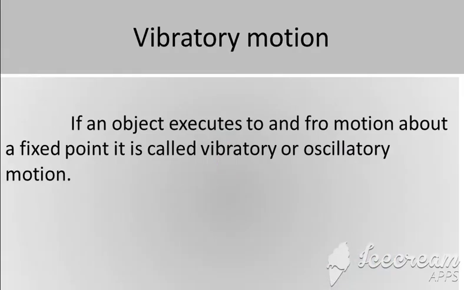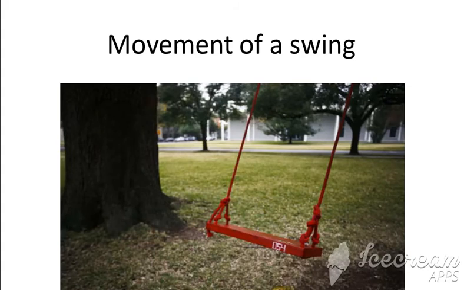Next is vibratory. So vibratory, you have to know this term, is a to and fro motion. Okay, to and fro motion is called vibratory. The other word you can say is oscillatory motion. Examples are the movement of a swing. So a swing moves in the forward and backward direction. So that is a to and fro motion. So this is about the types of motion. They are linear motion, circular motion, rotational motion and vibratory motion.